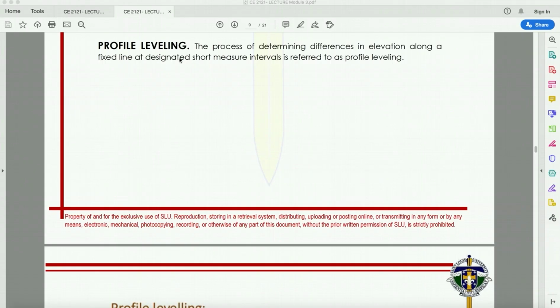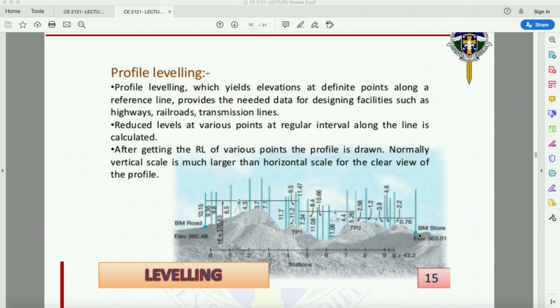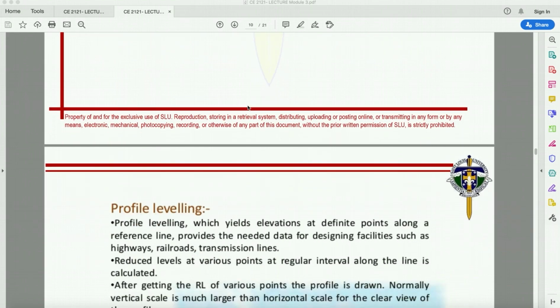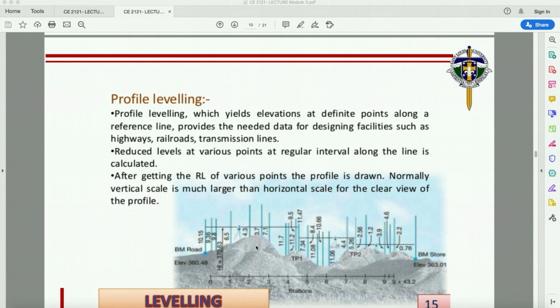Next here is profile leveling. The process of determining differences in elevation along a fixed line at designated short measured intervals is referred to as profile leveling. So let us emphasize, along a fixed line. It is a fixed line with designated short measured intervals. If you can see here, this is a designated line, from the benchmark of the road to the benchmark of the store. And as stated here, short measured, so the stationing is at short intervals.